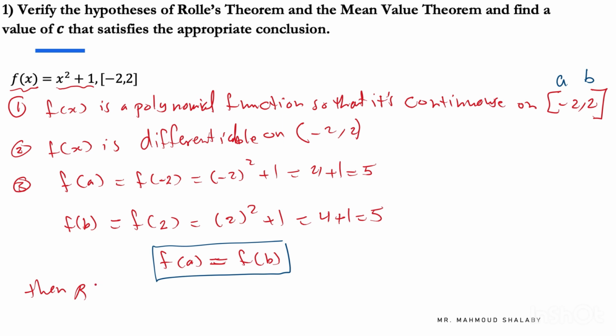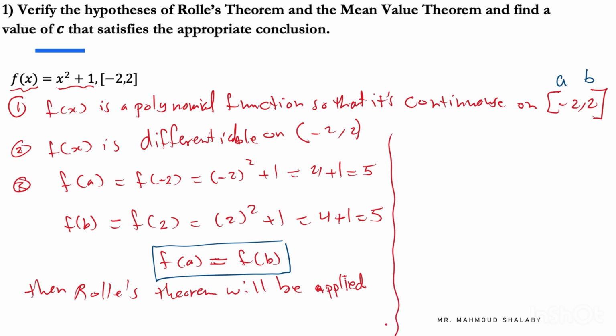I can write it more simply: Rolle's theorem will be applied. Make it as simple as possible. All right. Now, what does Rolle's theorem say? As you remember, f prime of c equals 0. But actually, before I do this, I will find the derivative of the function first.